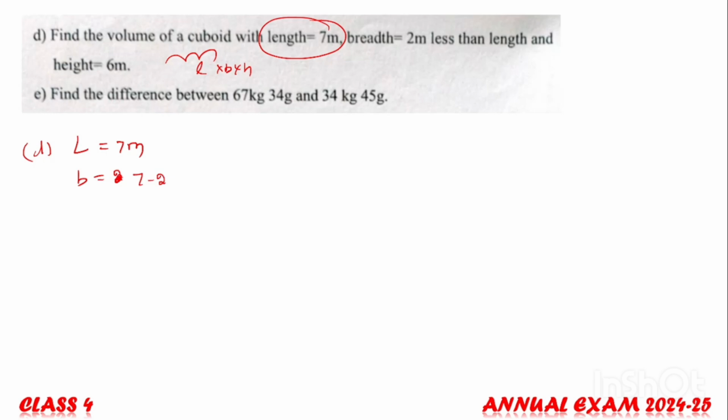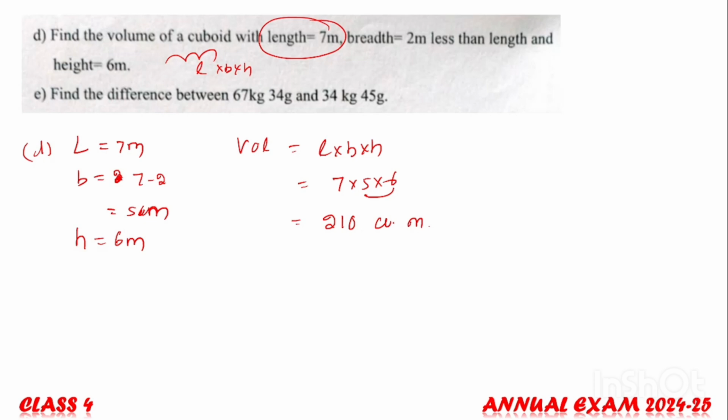That is length is 7. So breadth 2 less means 7 minus 2 is equal to 5 meter. Now the height is given, so height equal to 6 meter. So find the volume. Volume equal to length into breadth into height. So put the values, that is 7 into 5 into 6, that is 210 cubic meter.